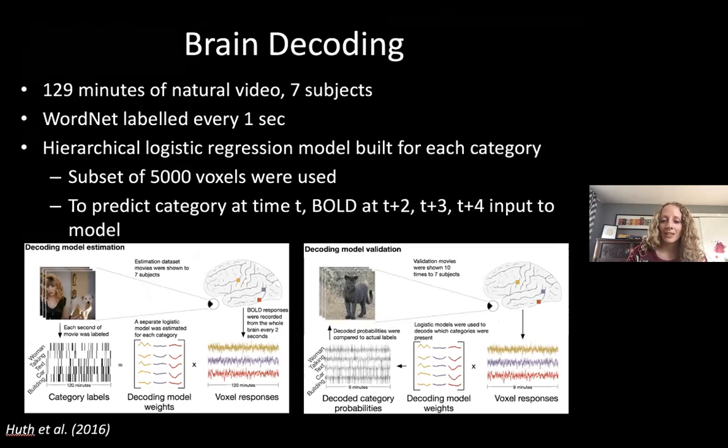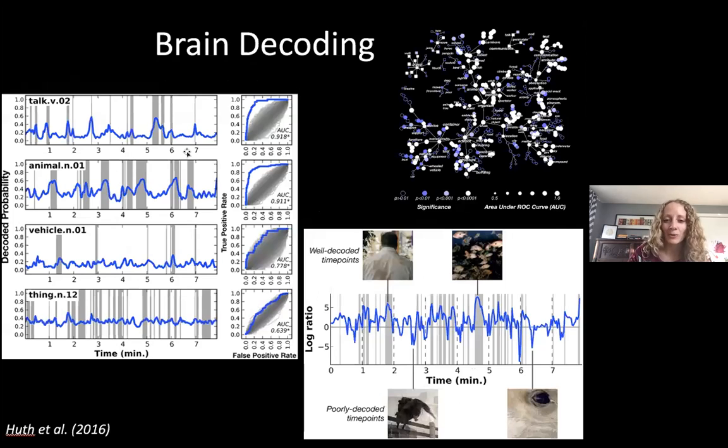Then they built a hierarchical logistic regression model for every category, and they used 5,000 BOLD voxels from the previous 4 time points. They used the BOLD images from the previous 4 time points to predict the category of what the person was looking at. And so the results were kind of interesting. It was accurate for some things more than others.